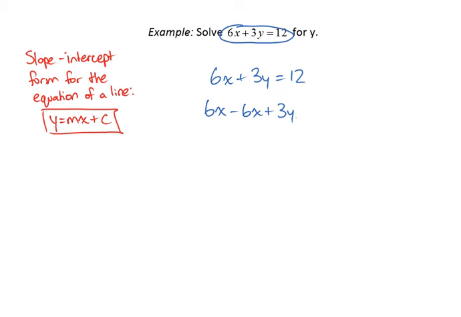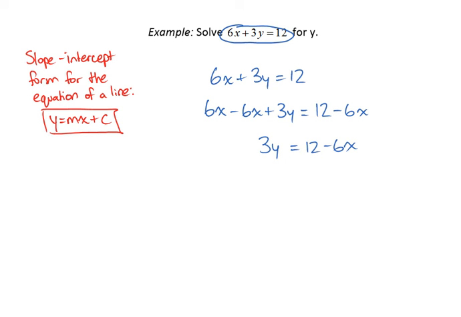And then the plus 3y is still there, but we have to remember that when we subtract something on one side of an equal sign, to maintain that mathematical truth of the sides being equal, we have to do the same to the other side. And what this means, 6x minus 6x is 0, so this leaves us only with 3y on the left side, and we have 12 minus 6x on the right side.